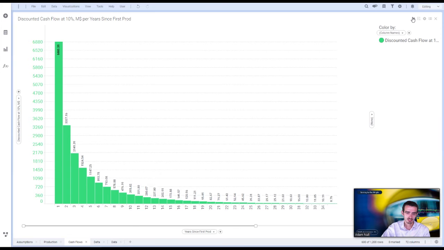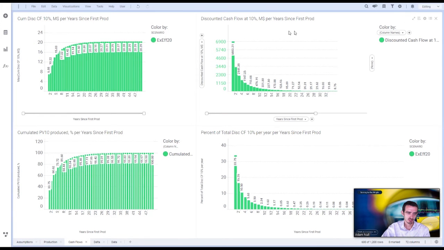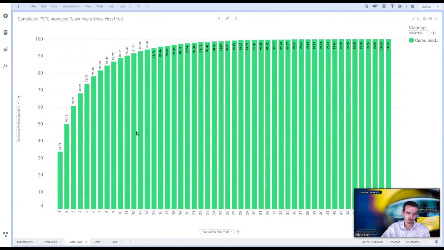Okay, so then if we go over to a cumulative percentage plot, you can see that 33%, so a third of the value, is actually produced in that first year. By the end of the second year, you've produced 50% of your value, and you're at 90% plus of value in the first 11 years.